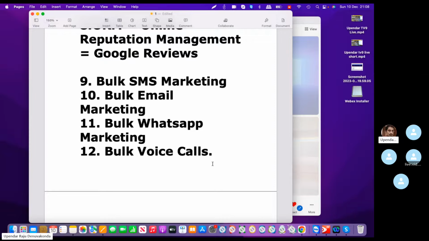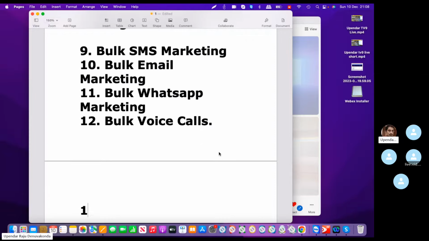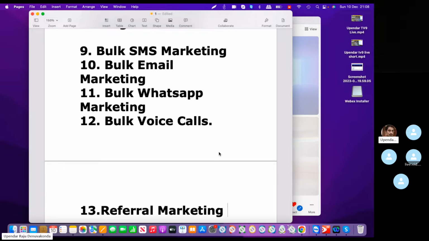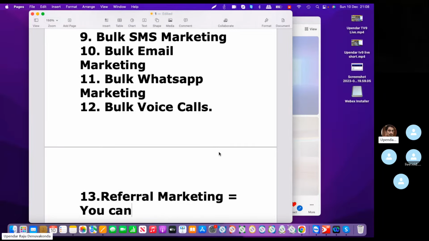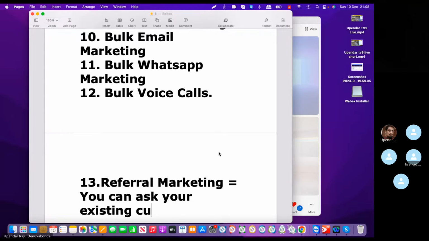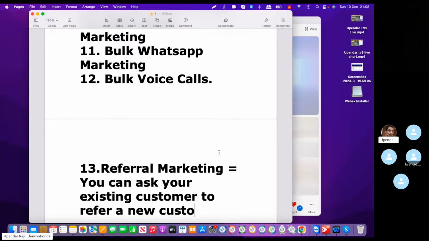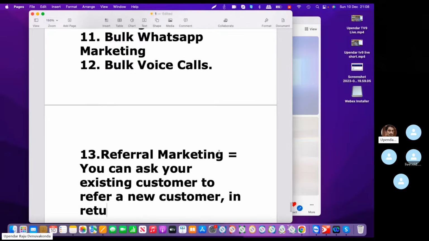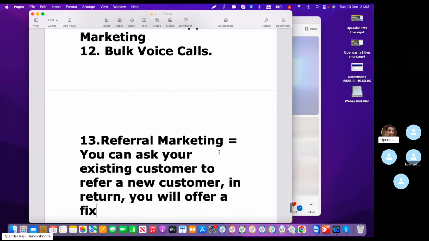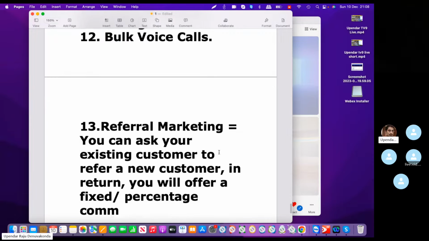Along with these four, we have something called referral marketing. So what is referral marketing? You can ask your existing customer to refer a new customer, and in return you offer a fixed amount or a percentage commission. This is called referral marketing.